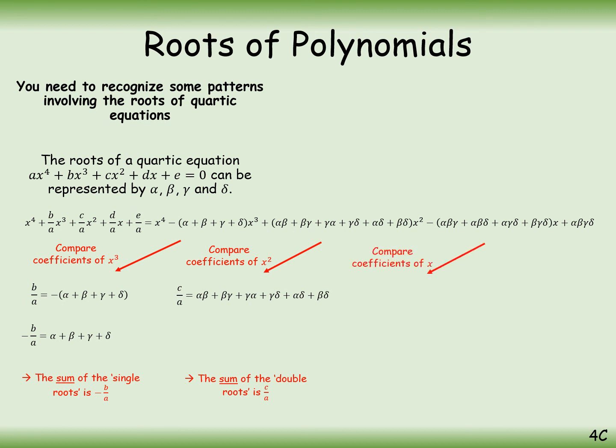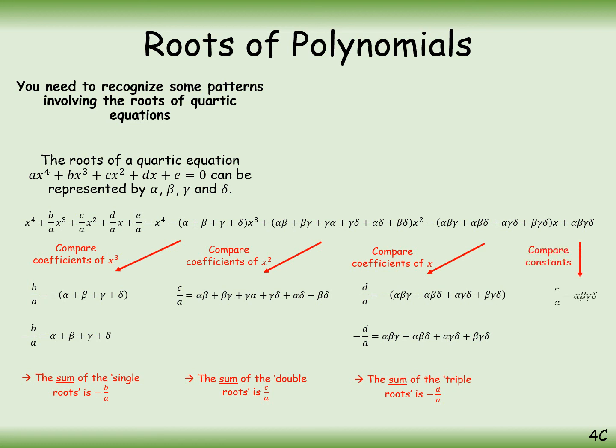And if we compare the coefficient of x, that's d over a equal to minus the sum of the triple. So if we just multiply by minus 1 on both sides, we could say minus d over a is the sum of the triple roots. And if we compare the constant, e over a, the sum of the quadruple roots is e over a.